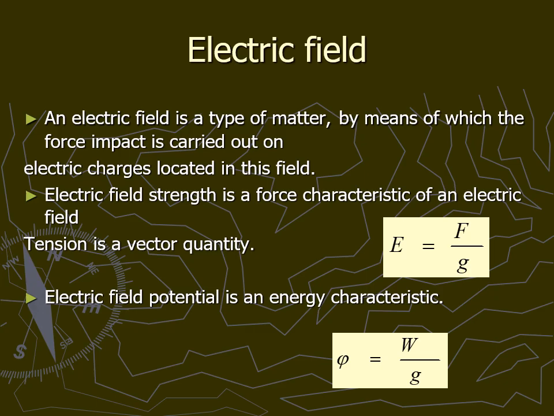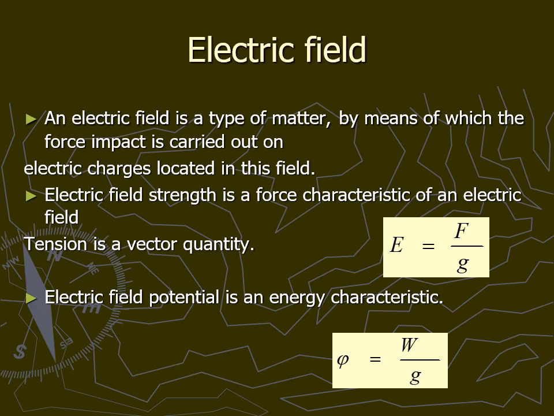The next characteristic is the potential of the electric field. This is an energy characteristic, and it is calculated as the ratio of energy, which must again be related to the exact positive charge, a unit charge, in order to move it from infinity to a given point in the field. In other words, we can divide the energy by the amount of charge. The unit of measurement is 1 volt.